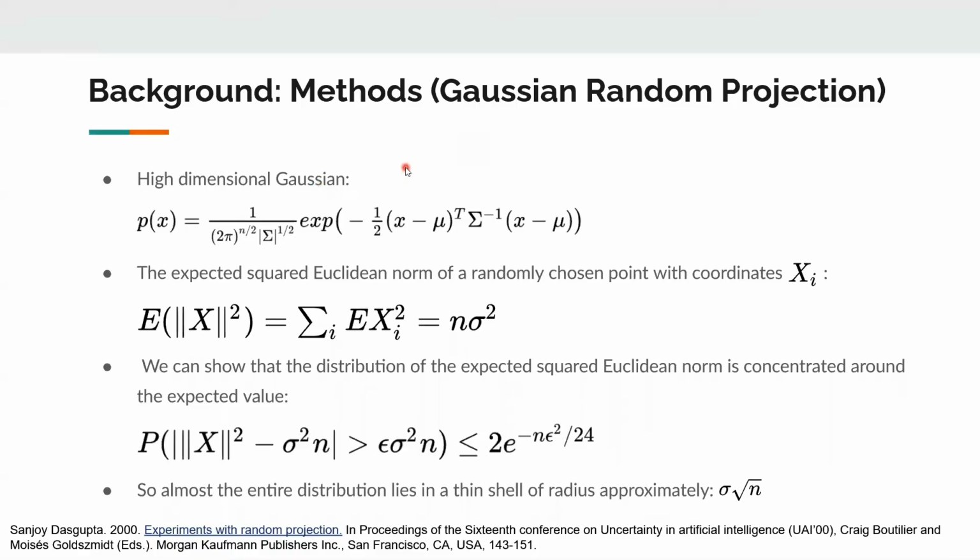The second method to reduce dimensionality is the Gaussian random projection. First, we start by defining a high-dimensional Gaussian with the probability density function. Then we compute the expected squared norm of a randomly chosen data point, which is given by n times sigma square. Then we show that the distribution of these squared norms is concentrated around its expected value by using this inequality. Then we say that, counterintuitively, for a large enough n, our distribution lies entirely on a thin shell with the radius of sigma times square root of n.